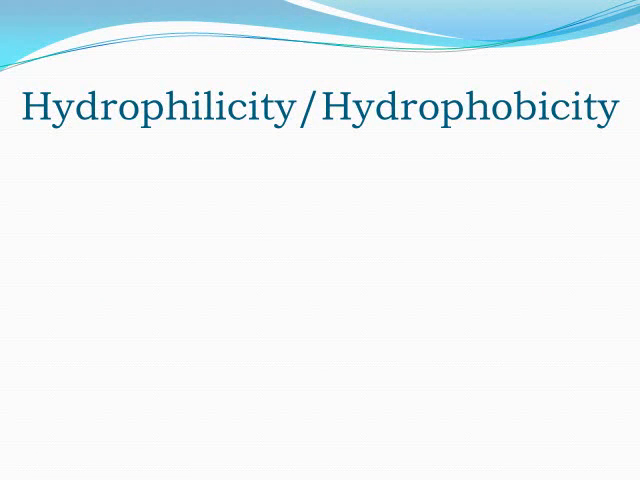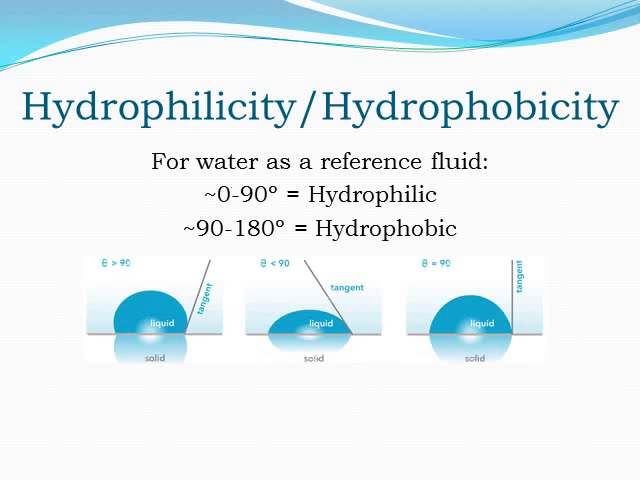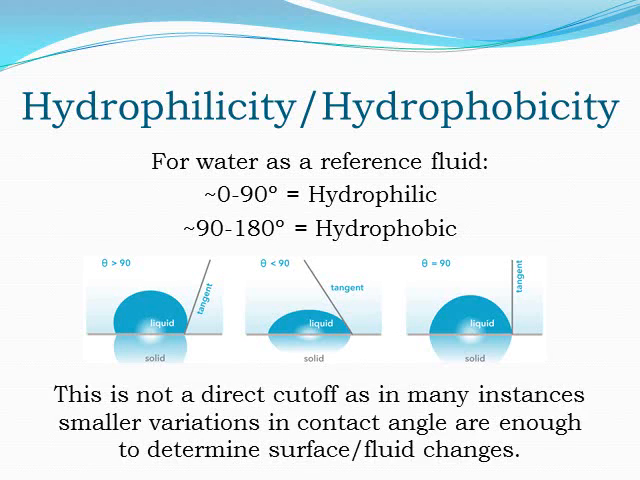For the reference fluid of water, a surface can generally be considered hydrophilic if it has a contact angle less than 90 degrees, indicating good wetting, and hydrophobic if the contact angle is between 90 and 180 degrees, indicating poor wetting. This value is not a direct cutoff, however, as certain changes in the contact angle are good enough to determine actual surface and fluid changes.